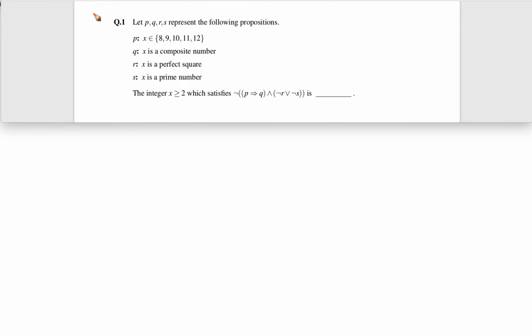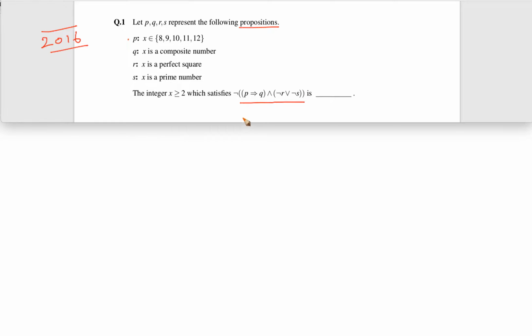Okay, so now let's see this question. This question came in GATE 2016. The question is: P, Q, R, S represent the following propositions, and 4 propositions are given. The integer x greater than or equal to 2 which satisfies this relation is what?